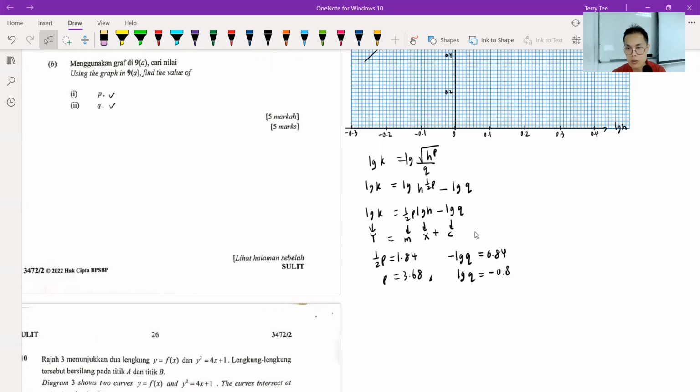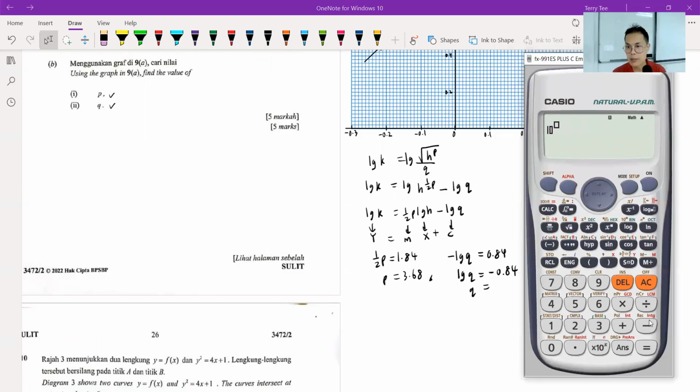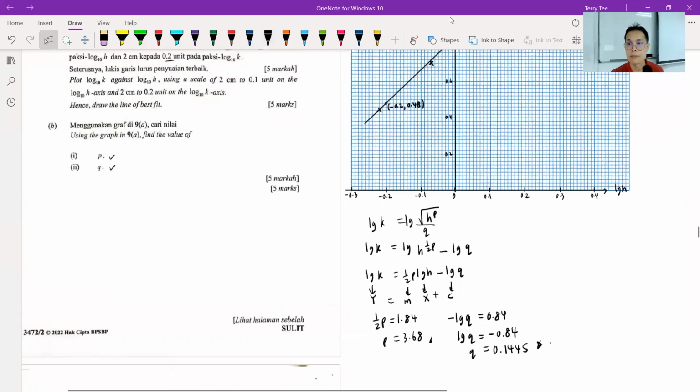Negative 0.84. When you want to find Q from the logarithm, we just press shift log. We call it anti-log, right? Shift log negative 0.84. My answer is 0.1445. Yeah, give your answer correct to 4 significant figures, right? So I got my P and I got my Q, right?